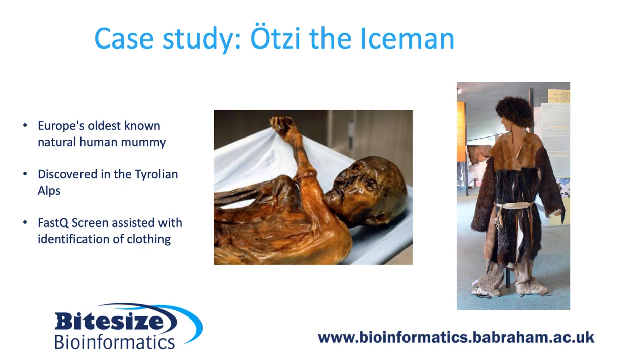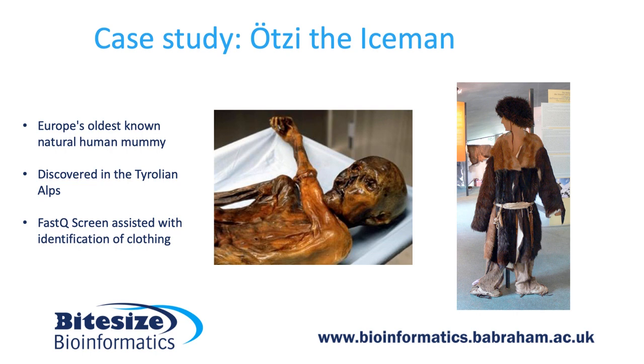However, on further examination, it was realized he was a naturally preserved mummy from around the year 3400 BC, which is known as the Copper Age. He was named Ötzi, who is now Europe's oldest known natural human mummy. The mummy was obviously of much valuable anthropological interest, and a number of scientific studies were conducted on him, one of which was to identify the origin of his animal clothing.